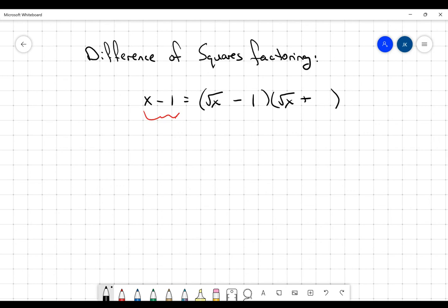Then the square root of 1 is 1. And so we're going to write this down as the square root of x minus 1 multiplied by the square root of x plus 1. That's what I want you to be able to do with this.